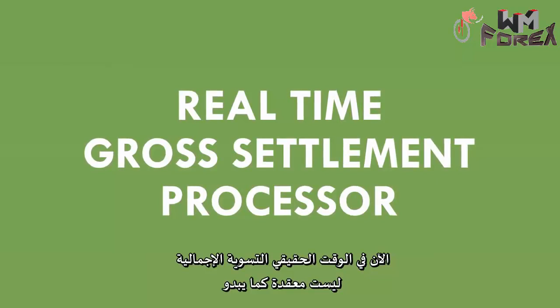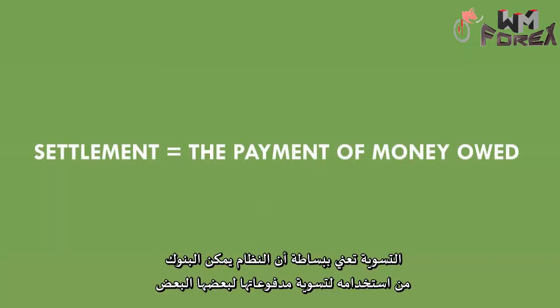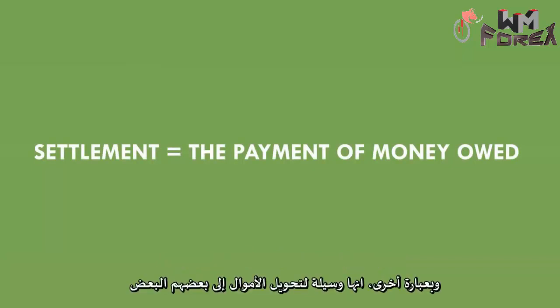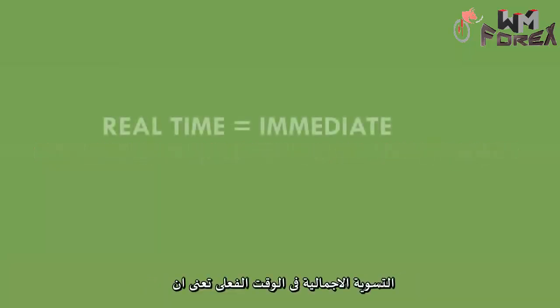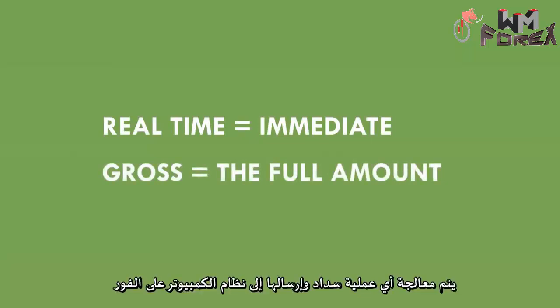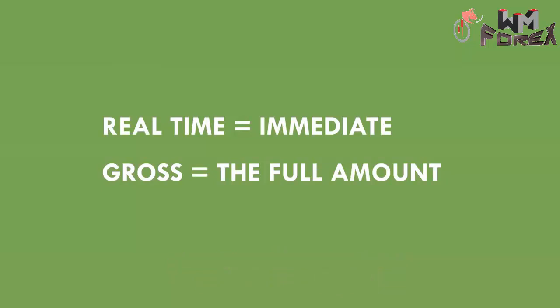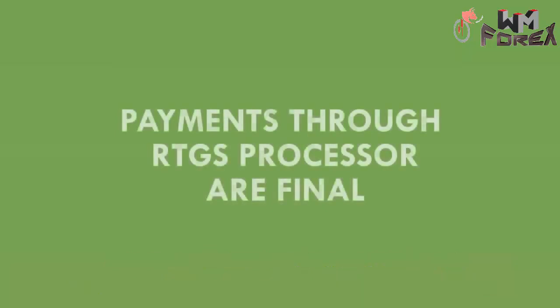Now, real-time gross settlement isn't as complicated as it sounds. Settlement simply means that it's a system that banks can use to settle their payments to each other. In other words, it's a way for them to transfer money to each other. Real-time gross settlement means that any payment instruction sent to the computer system is processed immediately. If a payment of £100,000 is sent to the system, £100,000 will be transferred automatically. This is in contrast to multilateral net settlement that we discussed just before, in which all the payments are queued up, cancelled out against each other, and only the final net difference is transferred.